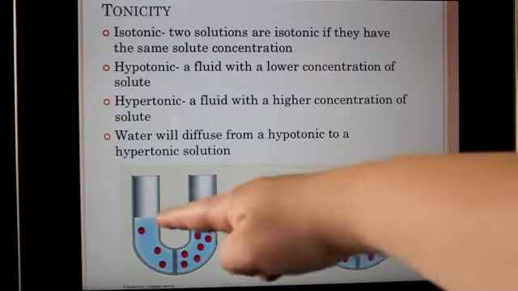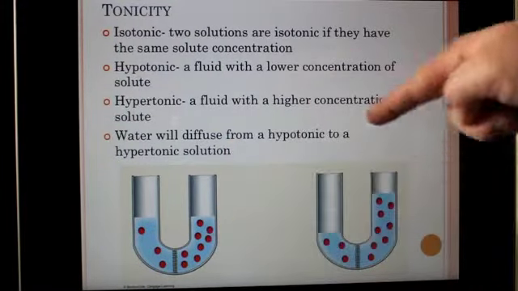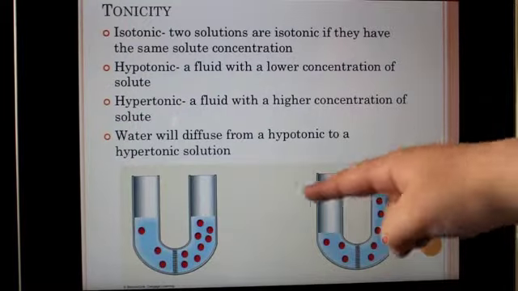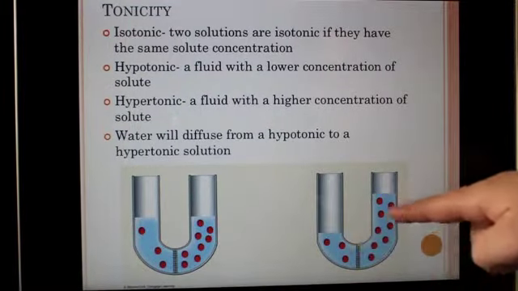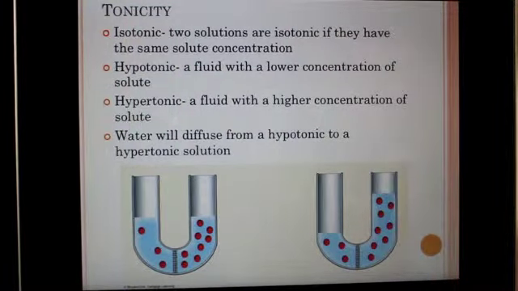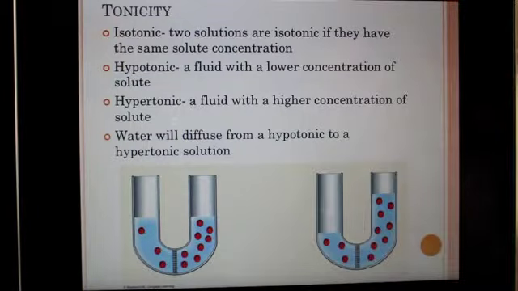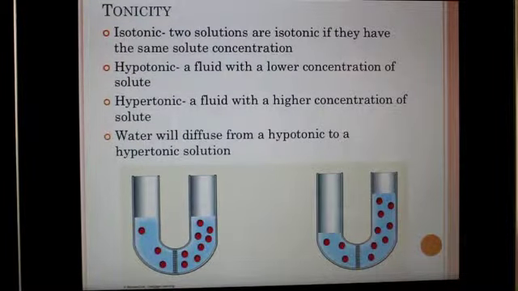So the water goes from the hypotonic solution to the hypertonic solution, and this is what you get in the end. These are two isotonic solutions, and you can see that the ratio of water to salt is about the same. The water moved down in this tube and up in this one. This is very important, and you may see it on the exam.